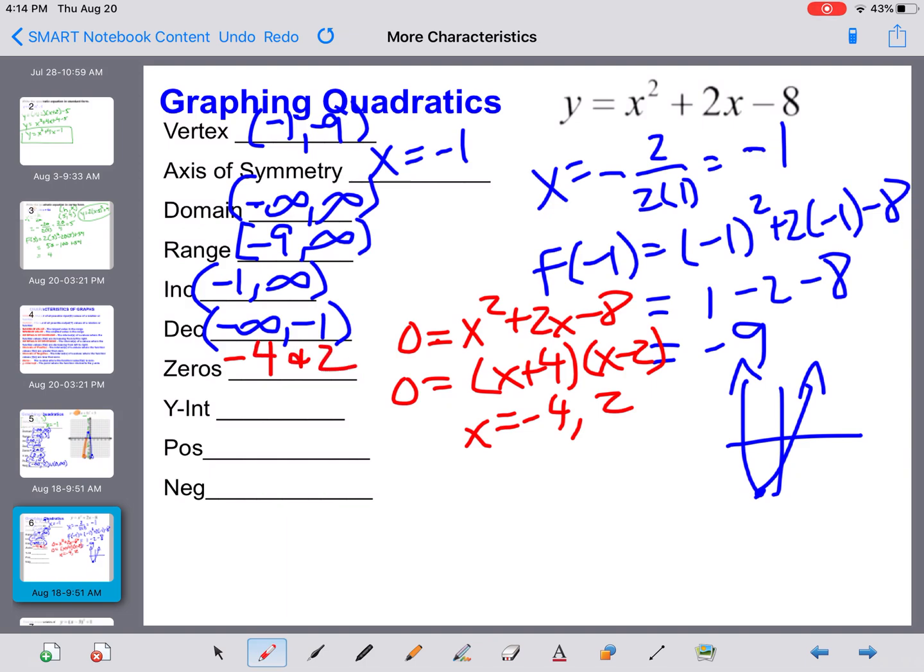Our y-intercept, we should be able to just plug in 0, which in standard form we can always just use our constant term. So we're going to have (0, -8).